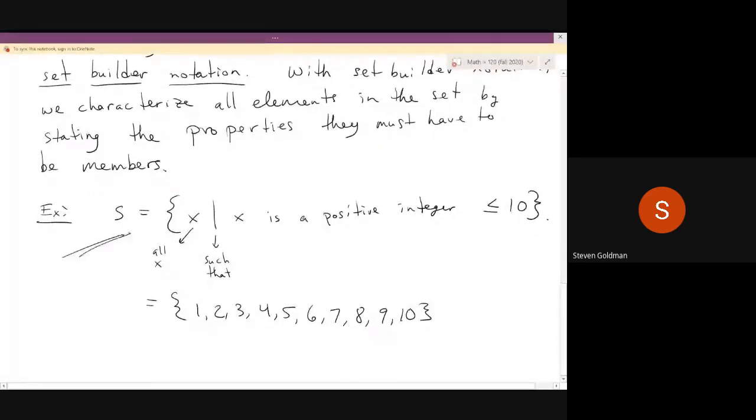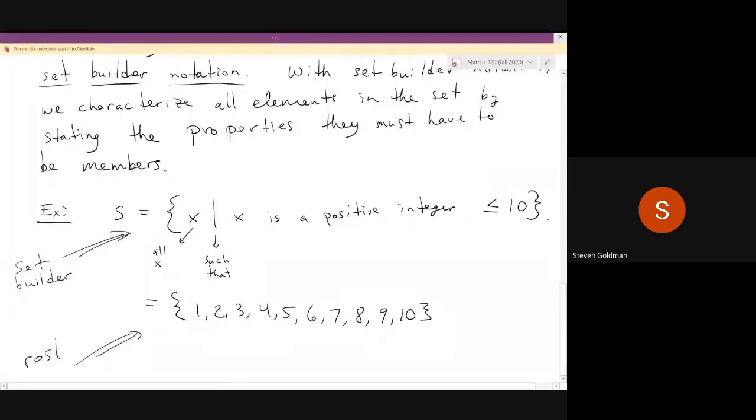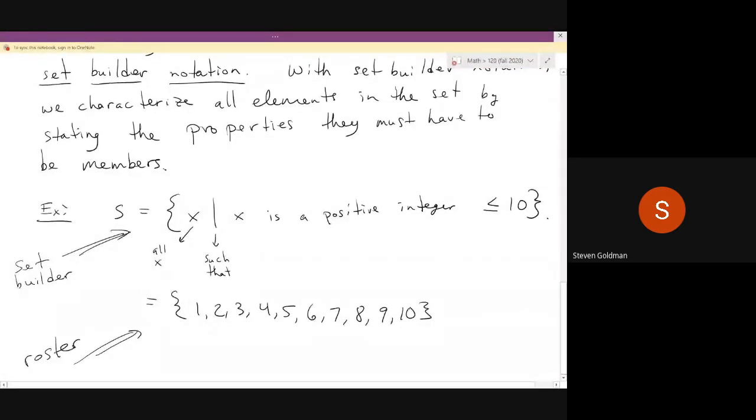Okay, so set builder, roster. Again, in the roster method, I just list out all the elements. In set builder, I write it this way, where I describe the elements in the set. And again, it's in braces. This is the same set, just written out in two different ways. This is read as all X such that X is a positive integer less than or equal to 10.